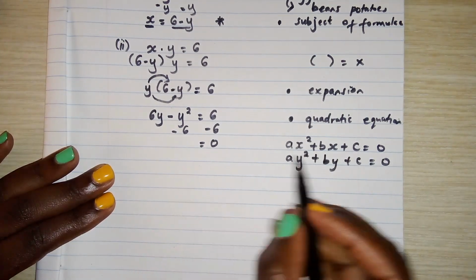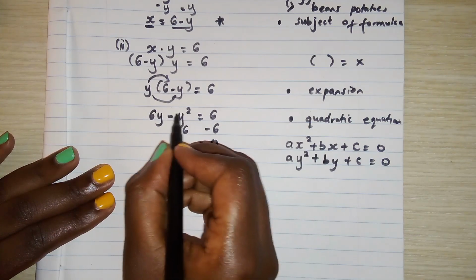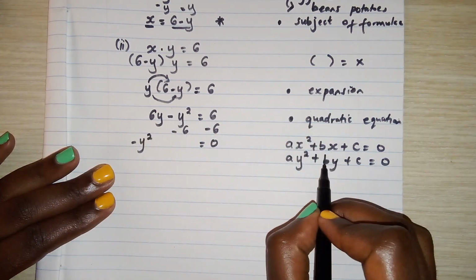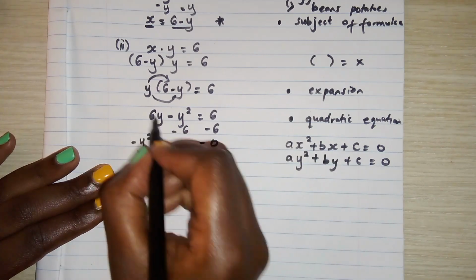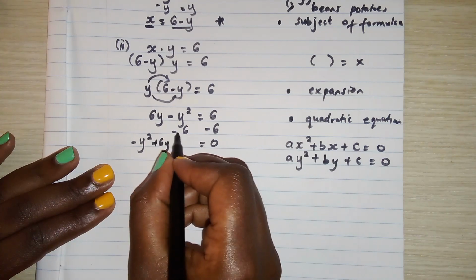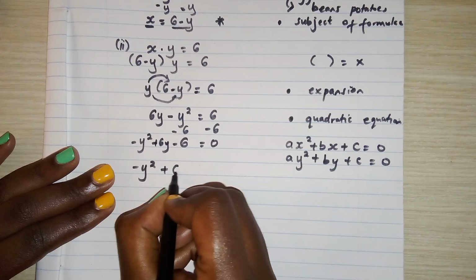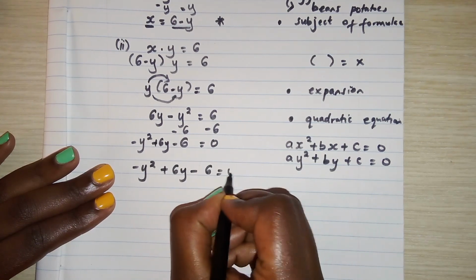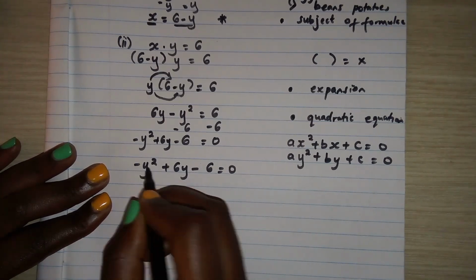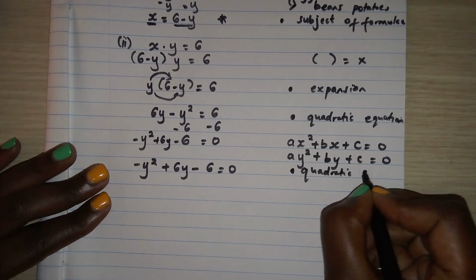It's the same concept. Now we start with the y squared, which is negative y squared. You take the sign before the letter. Then the next one, by, is plus 6y. Then c is minus 6. So minus y squared plus 6y minus 6 equals 0. Now that's a quadratic equation. To find the value of y, we're going to use the quadratic formula.